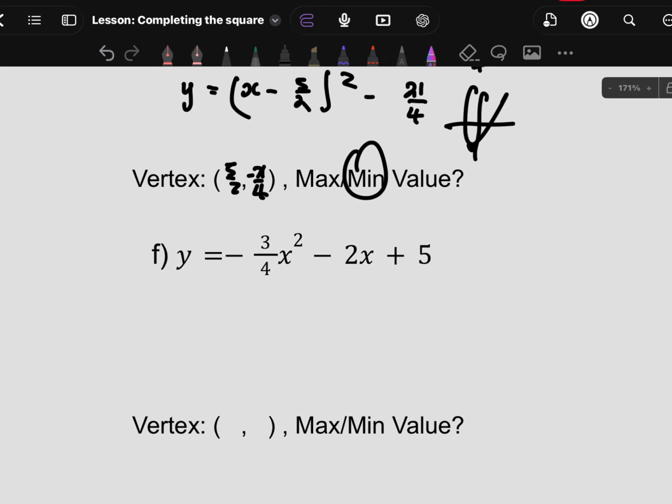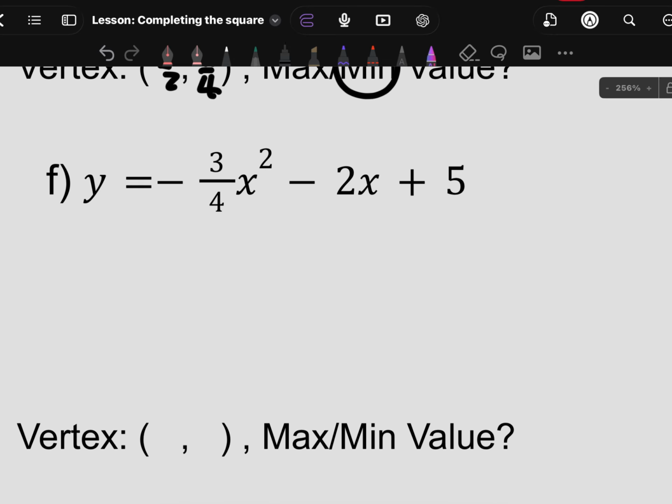Now here, there's a fraction, and I kind of want to let you guys do this on your own before I move on, so go ahead and do that.